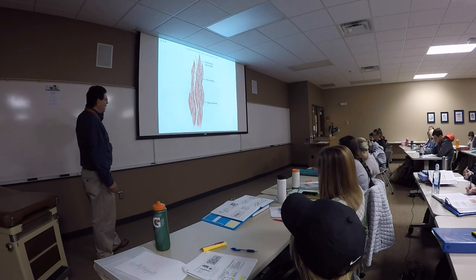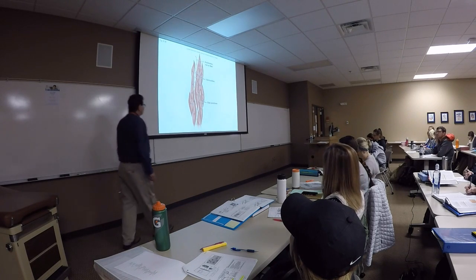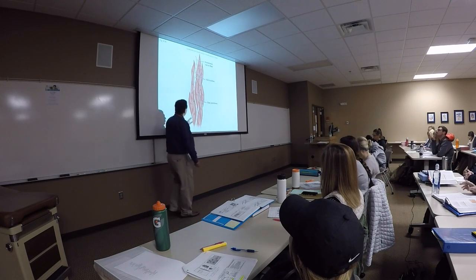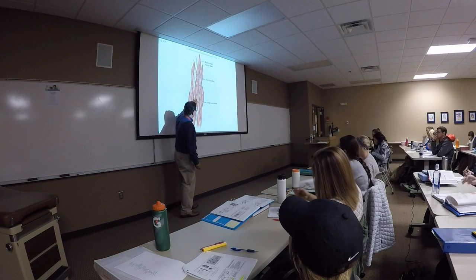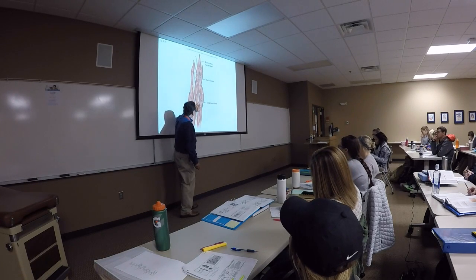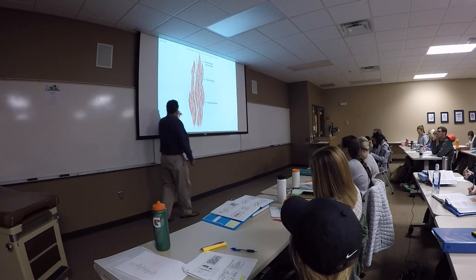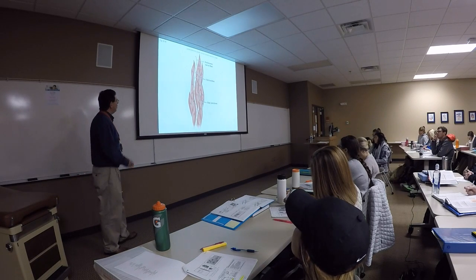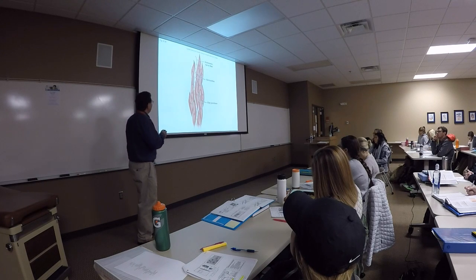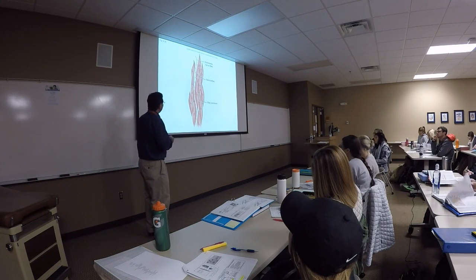Now, not all smooth muscle, but some smooth muscle has gap junctions, so that stimulation of one smooth muscle fiber can activate the adjacent smooth muscle fiber. But that's not the case with all. What this is showing is really innervation of smooth muscle.